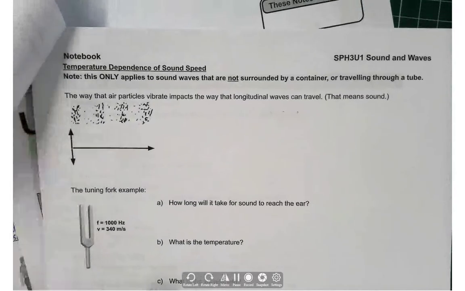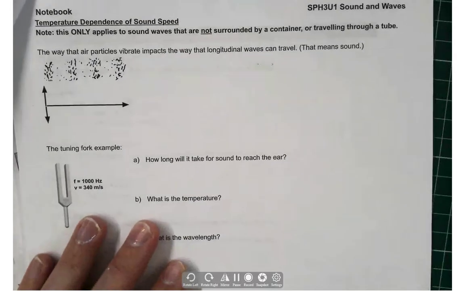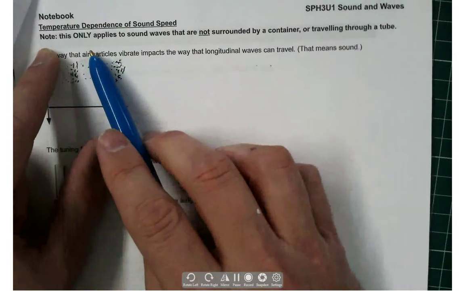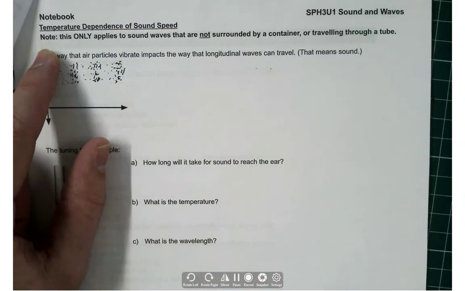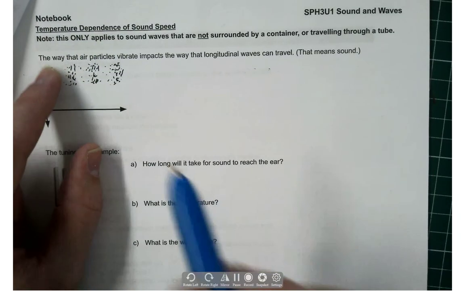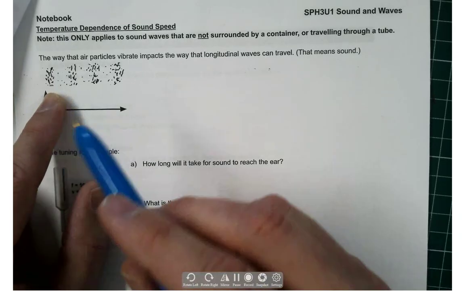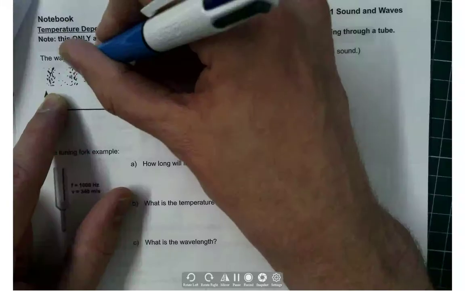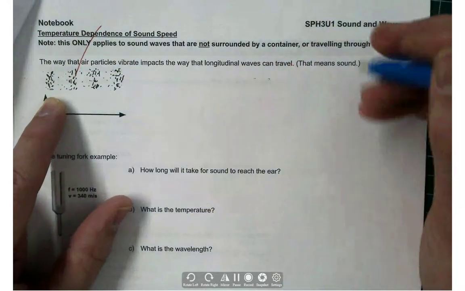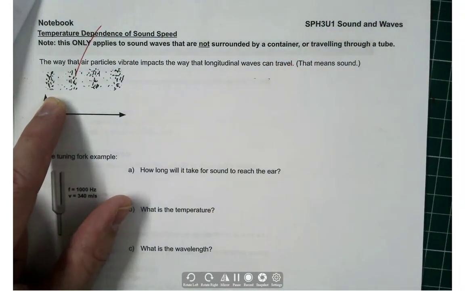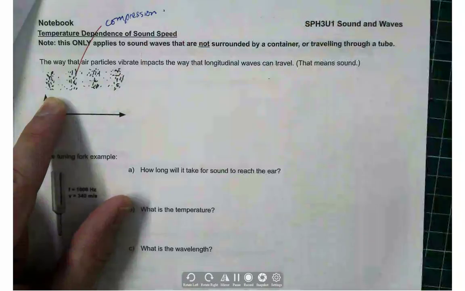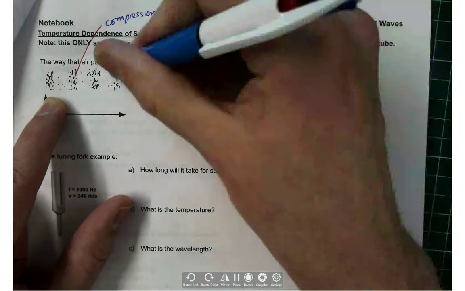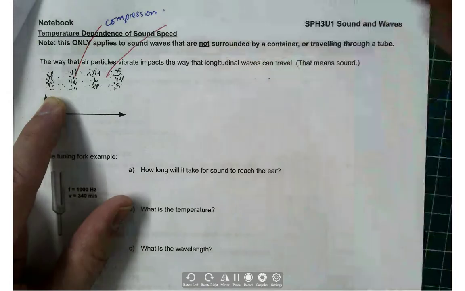So I've been talking about this already, but we're going to talk a little bit about sound again. There's this idea that sound actually travels at different speeds depending on the temperature. What I was saying earlier was that when sound travels, we have different regions. And remember, we called the bunched together air particles the compression regions, and we called the spaced out regions of a sound wave the rarefaction regions.